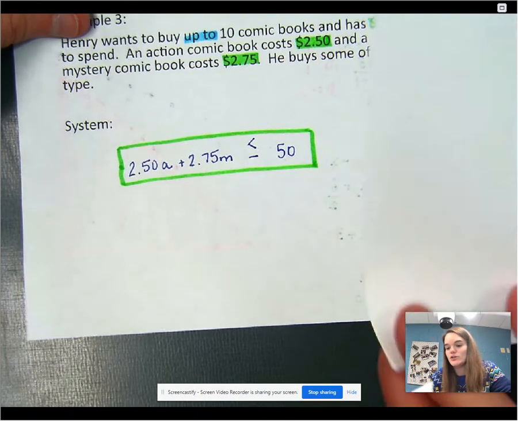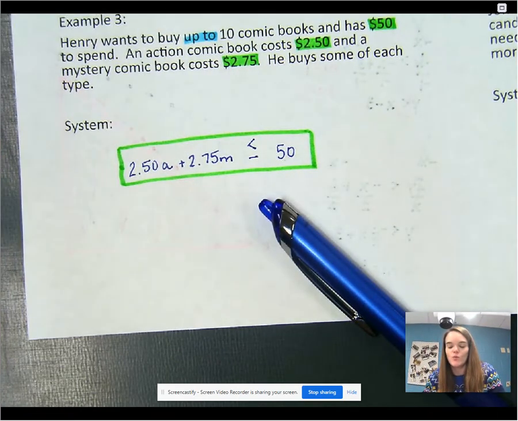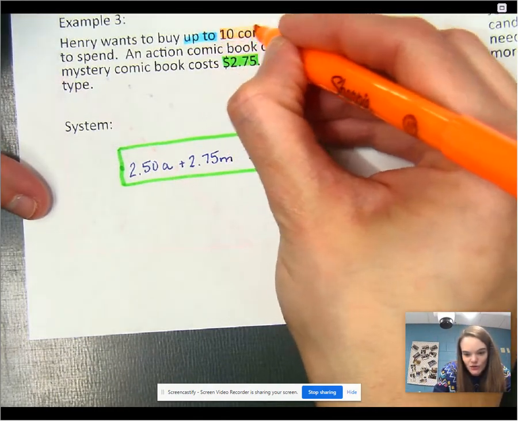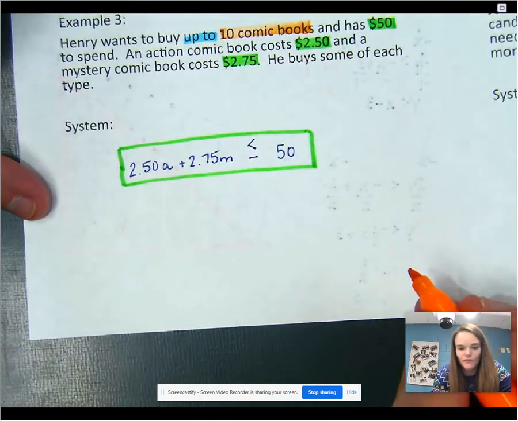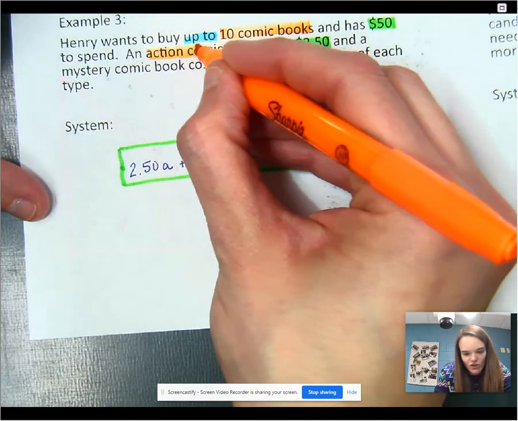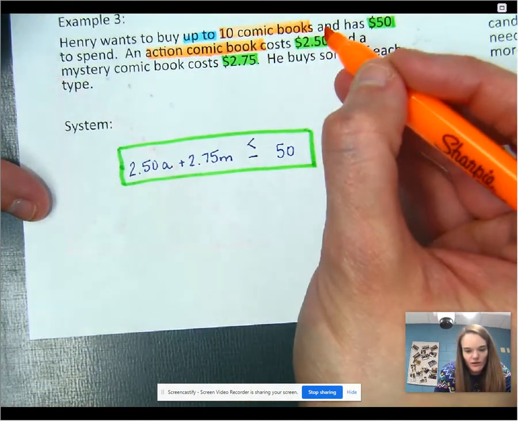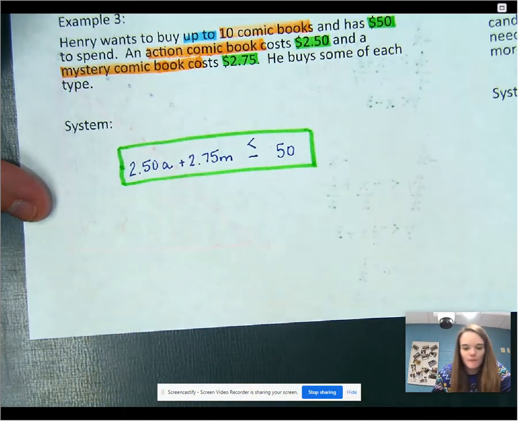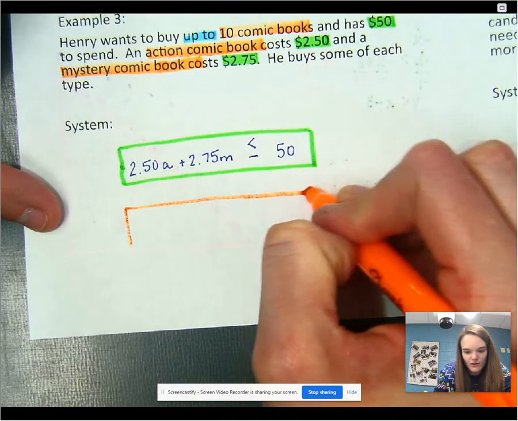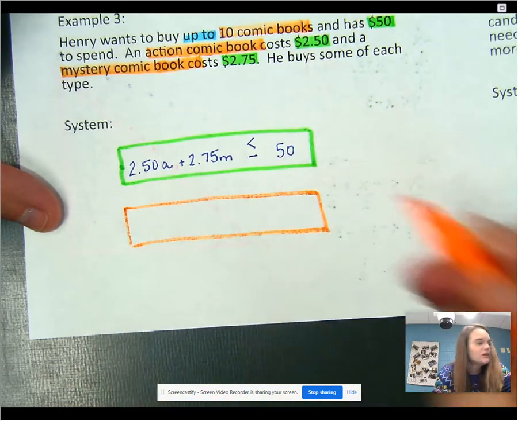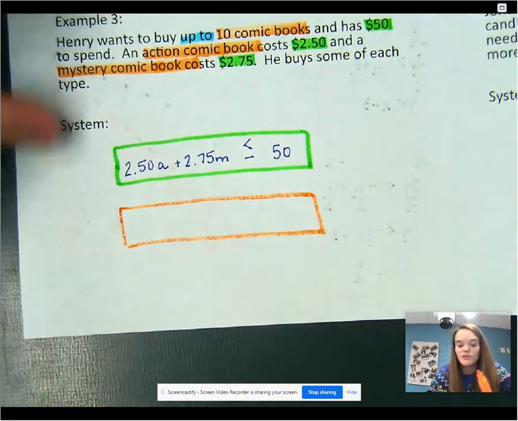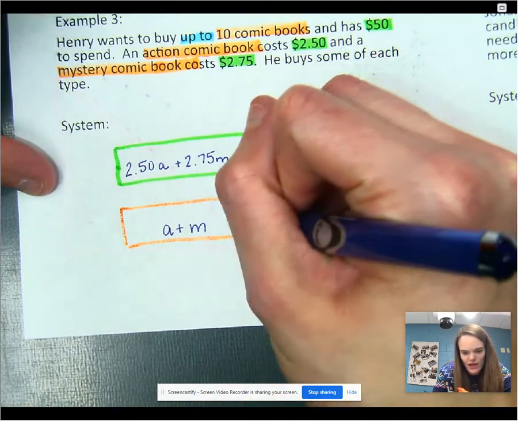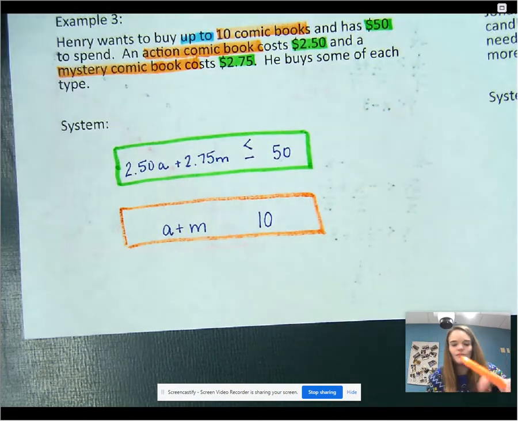Our second equation is the number of items he's buying. He's going to buy up to 10 comic books. He's going to buy a combination of action comic books and mystery comic books. That will be our second inequality. So he is buying action and mystery, and he's buying up to 10 of them.